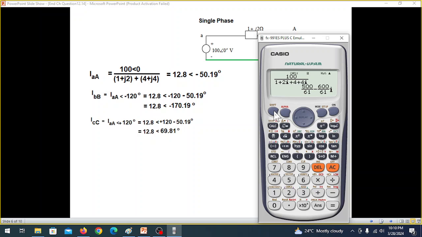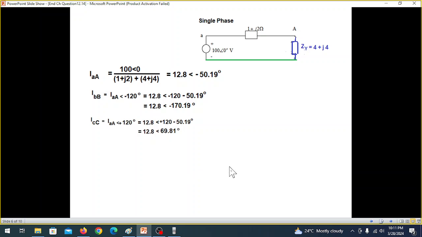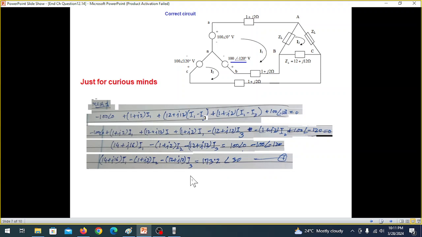To go into the polar form, shift, complex, 3 for r theta, 3, equal sign, and then the answer you can say 12.8, and angle is minus 50.19. So this is how you can directly solve using your calculator. Now this is the answer. You don't have to go further, but those who have a curious mind, or they want to follow the long method, they can do that.